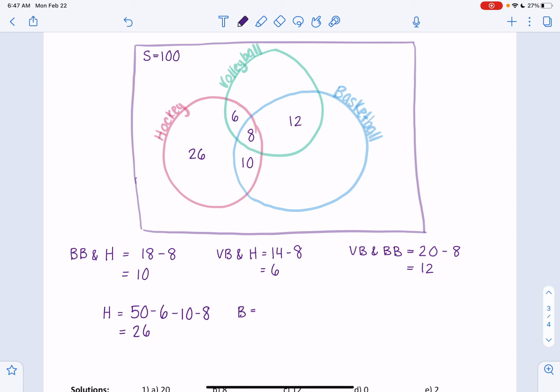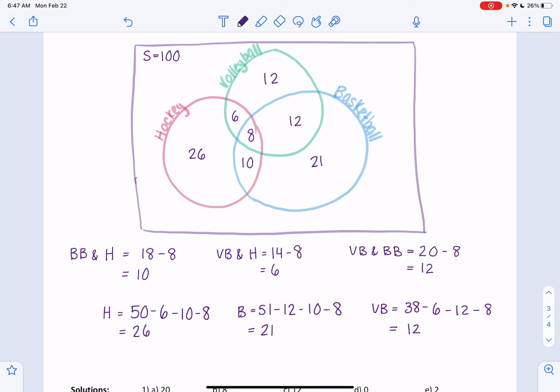Next, we will do how many play basketball. In the question, it says that 51 athletes play basketball. We'll subtract the number of students who play volleyball and basketball, subtract the number of students who play hockey and basketball, and subtract the students who play all three, and that will give us 21 students. Then, for volleyball, in the question, it says that 38 athletes play volleyball. Subtract those who play volleyball and hockey, subtract those who play volleyball and basketball, subtract those who play all three, and that gives us 12 volleyball players.